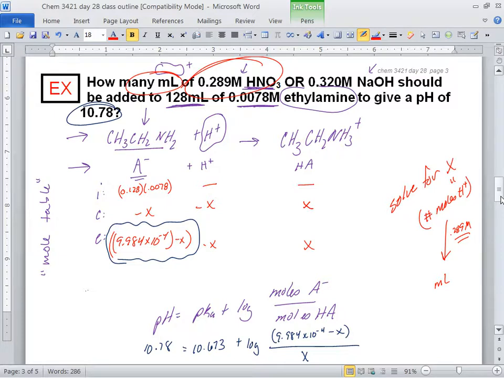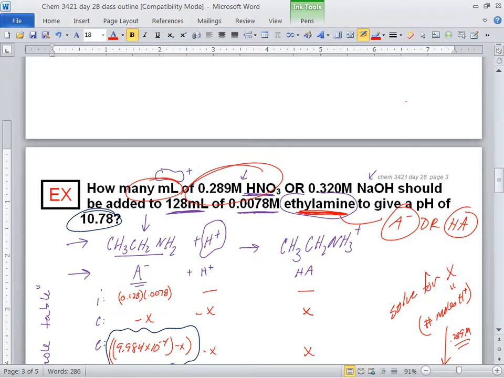So again, what we did first is we identified what the compound is. Does it correspond to A minus or HA? Has to be one or the other. It always corresponds to the neutral form. And if the neutral form corresponds to the weak acid, well, then you're going to be adding NaOH. So you'd write the reaction HA plus OH minus forms A minus plus water, something like that. Does that make sense? Let's write that one.